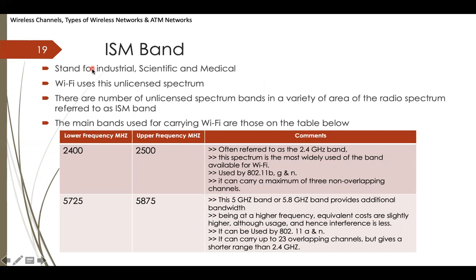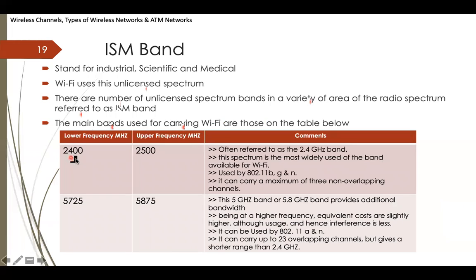ISM band. ISM stands for industry, scientific, and medical. Normally we call it ISM band. So Wi-Fi uses this unlicensed spectrum. There are a number of unlicensed spectrum bands in a variety of areas of the radio spectrum referred to as ISM band. The main bands used for carrying Wi-Fi are those in the table below.